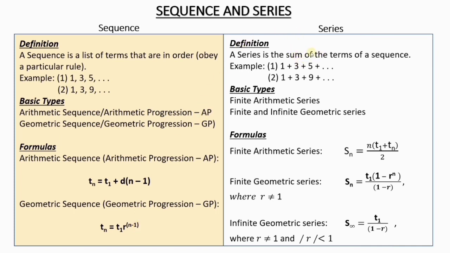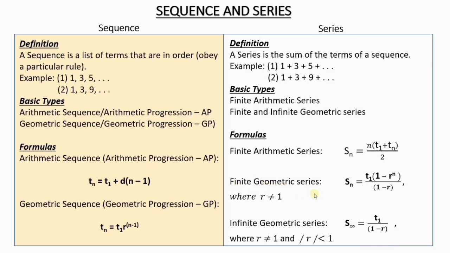Then on the other hand, series is just the sum of the terms of a sequence. Finite arithmetic series is derived directly from the arithmetic progression, and we have finite and infinite geometric series that come from a geometric progression. For the formula for a finite arithmetic series, we have Sn, which is the sum, equals n, the number of terms, multiplied by T1, the first term, plus Tn, the nth term, divided by 2.